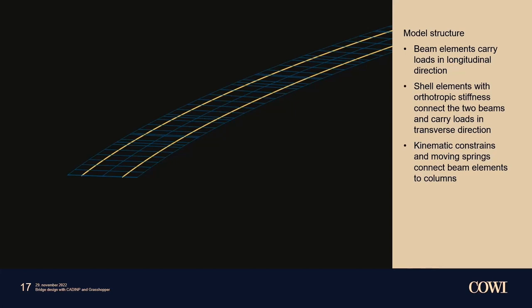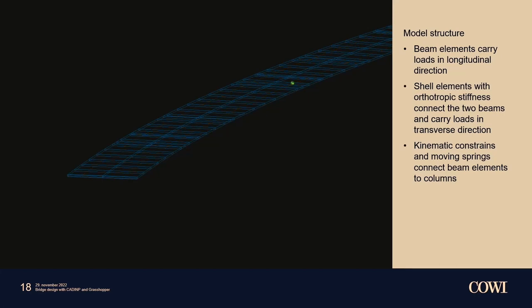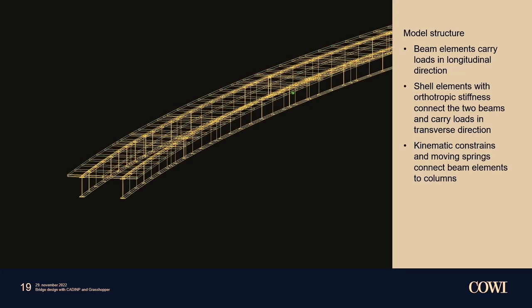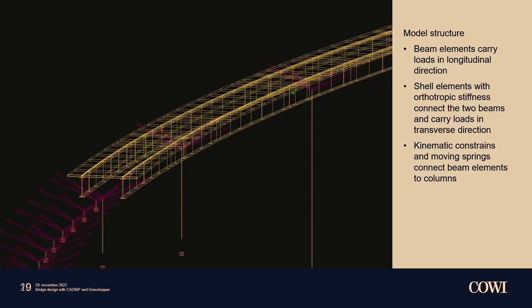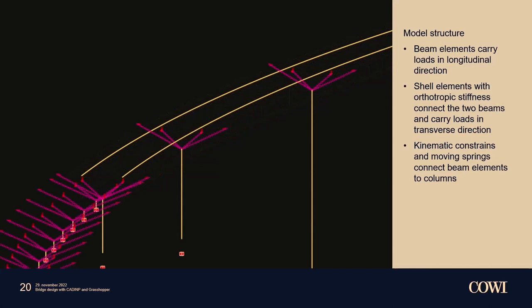The model structure is basically these two yellow beam elements that are connected through shell elements, and the shell elements have orthotropic stiffness, so they only carry loads in the transverse direction, while the beam elements carry the loads in the longitudinal direction. And if we just look at the shell, it looks like this. The definition of the beams, they look like this. And then the structural model with the moving springs looks like this in the final position.